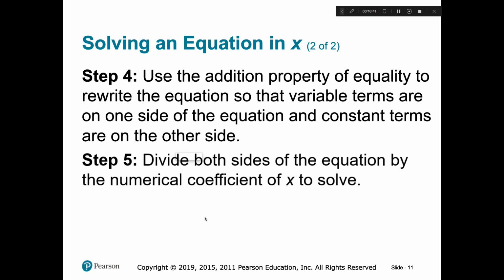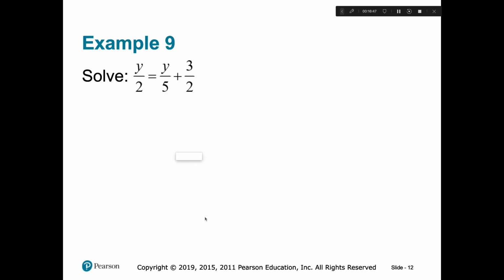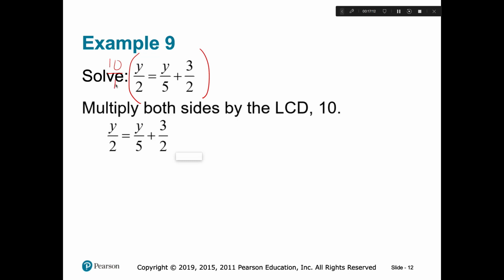Divide both sides by any coefficients you might have. Just means that if it's 2x, we're dividing both sides by 2. And then finally check your equation. So here is our example. Fractions and variables. What is our least common denominator for 2 and 5? 10. So we're going to take this whole equation times the number 10. So if I have 10 over 1 times y over 2, I can cross cancel here. That's going to make it a little bit easier.